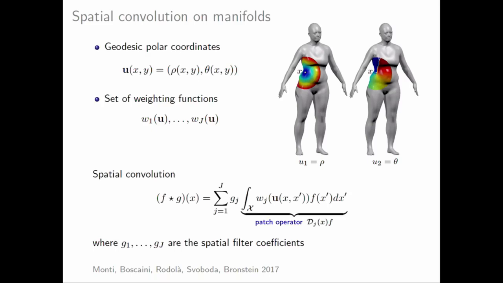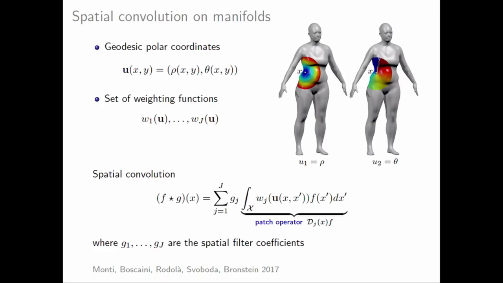Okay? And then we can define spatial convolution as taking these, what we call patch operators, so computing these local weighted averages of our function around a point. And this will give us a J-dimensional set of numbers that we can call a patch by analogy to an image. We multiply it by the coefficients of our filter, our spatial template that we denote by g. And this is the definition of convolution in the spatial domain, right?